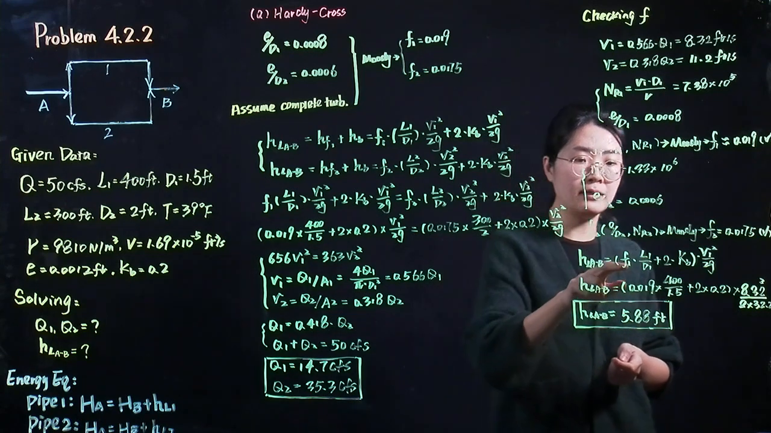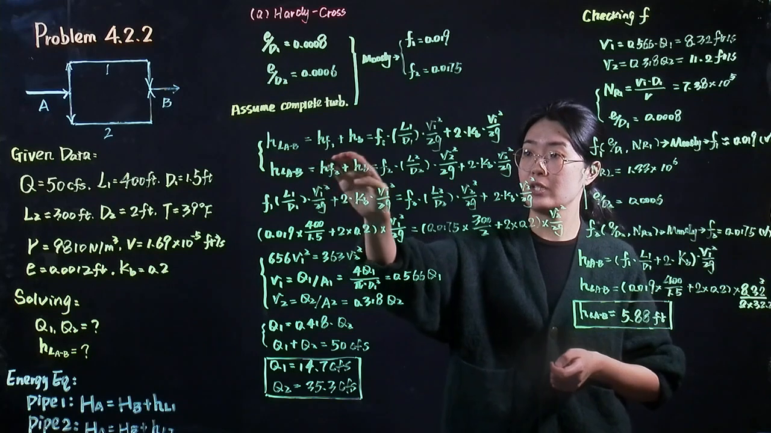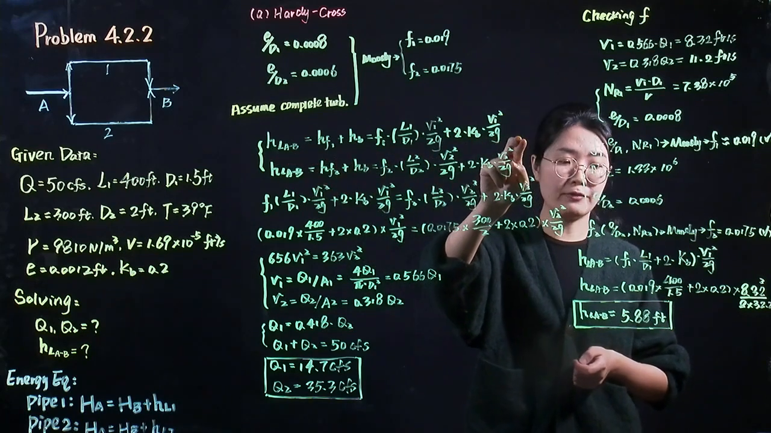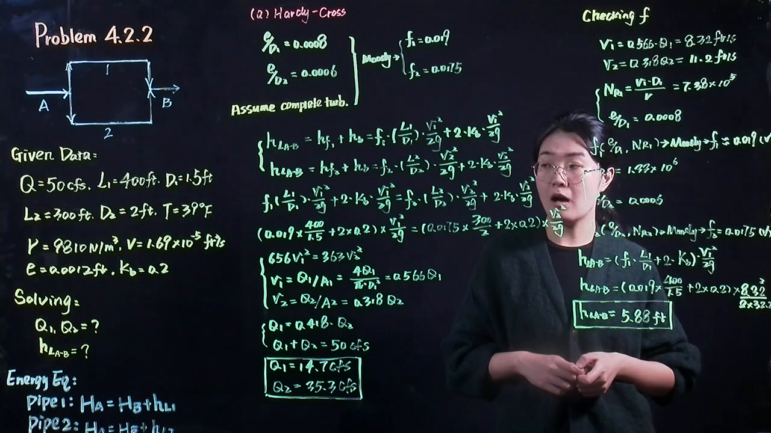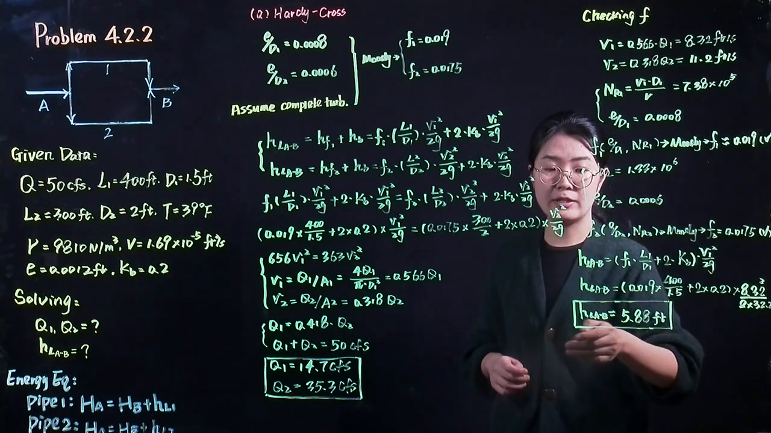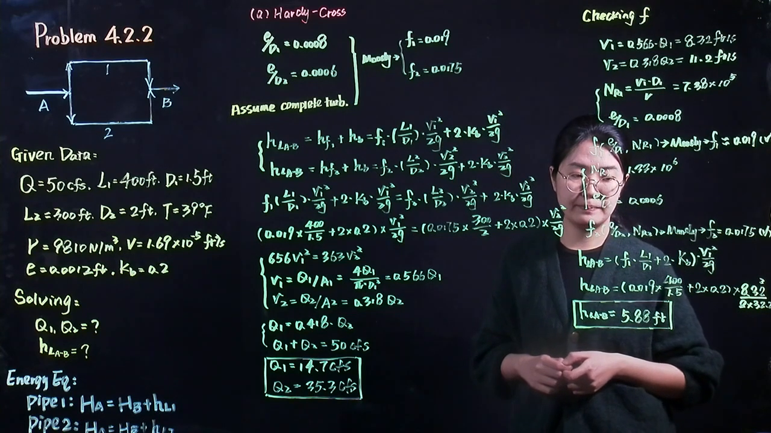Then we can bring the friction factor and the velocity back into this equation to calculate the value of the head loss. And then we can get a final value of head loss from point A to B. It equals 5.88 feet.